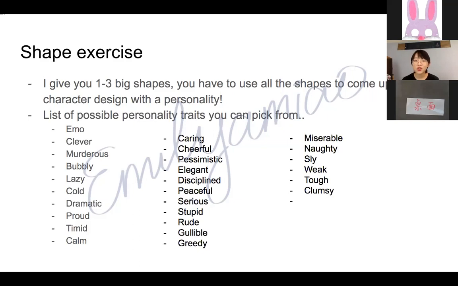And then if you're trying to make a really evil, murderous character, and then you're using all soft lines, and all round shapes and bubbly shapes, that also wouldn't work really well. So make sure that the personality trait that you're picking works with the shape that you've picked. Okay, and then you have to decide on that before you start the character design. And that'll be the in-class exercise right now.